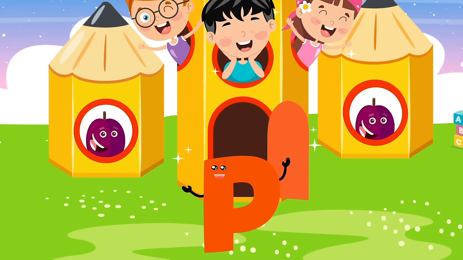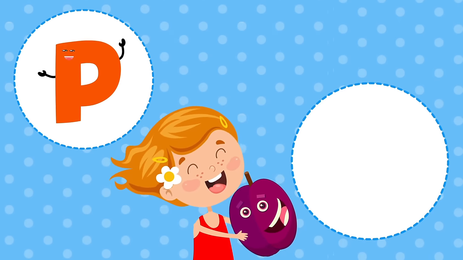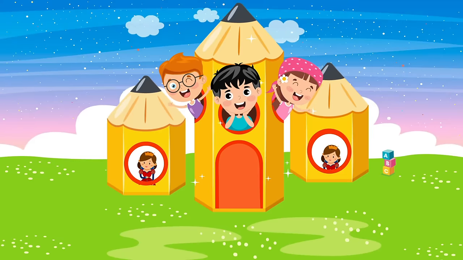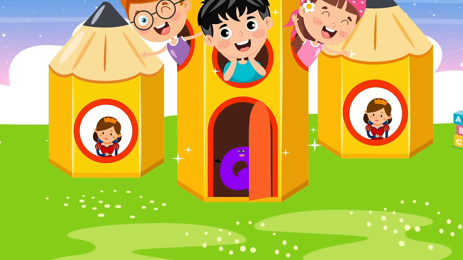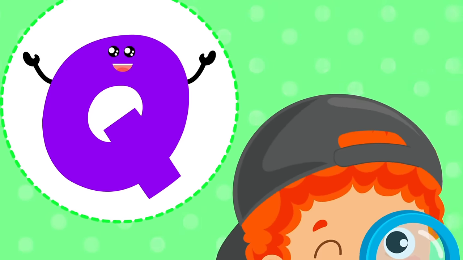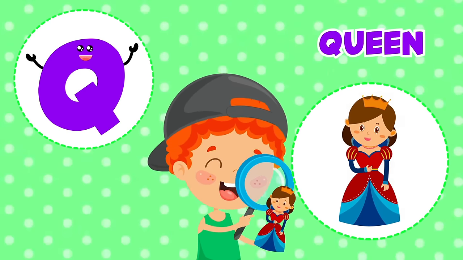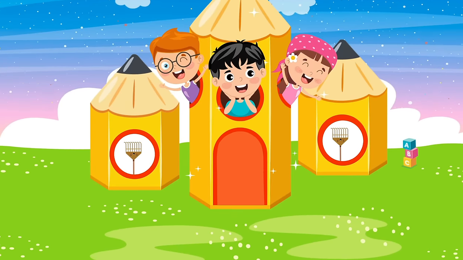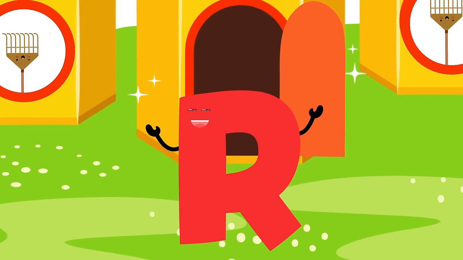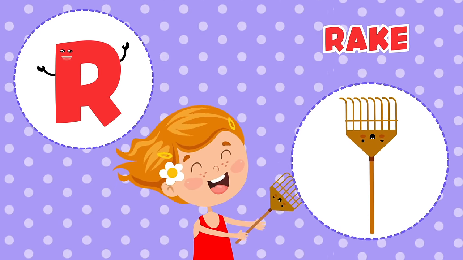Here comes the alphabet P. P. Plum. P says plum. Next we have letter Q. Q. Coin. Queen starts with Q. Letter R is coming. R. Rack. R is for rug.